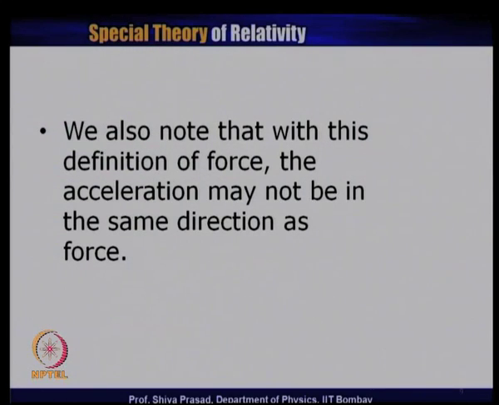We also note that with this definition of force, the acceleration may not be in the same direction as the force. Of course, there is a third thing I would like to mention about this equation: if force is constant, it need not mean that acceleration is constant, because the first term depends on u. In fact, in the second term also there is a gamma u. So, in principle, as the speed of the particle changes, the same force may cause different acceleration. While in classical mechanics, because mass was velocity independent, if your force remains the same, acceleration will always remain the same. But here, acceleration will keep on changing, because once we apply force, the velocity will keep on changing, and depending upon the velocity, the acceleration will also keep on changing. This is totally in contrast with classical mechanics.